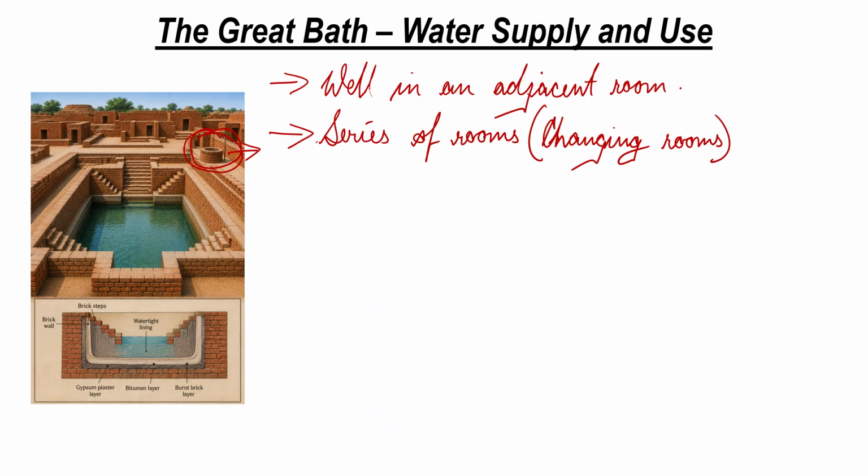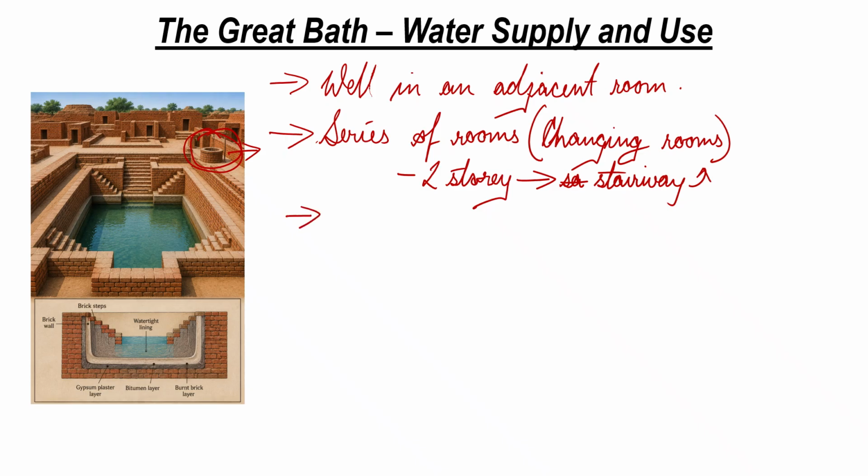So this series of rooms were probably changing rooms, and these rooms had two stories. Means there was a superstructure. So two-storied rooms were there, and there was a stairway also which led up into the second story or into the first floor.